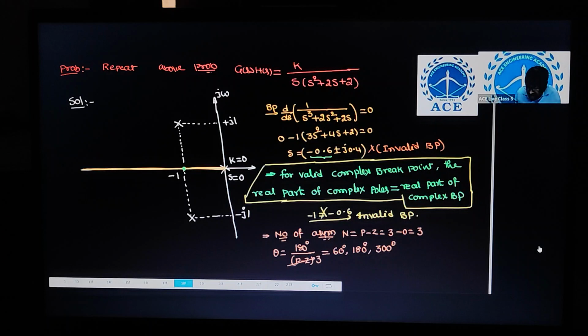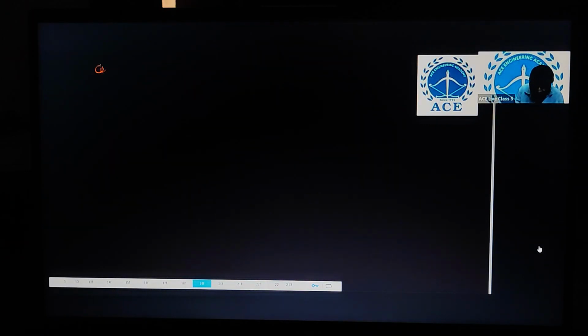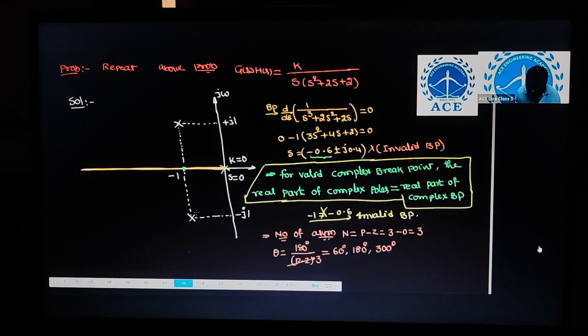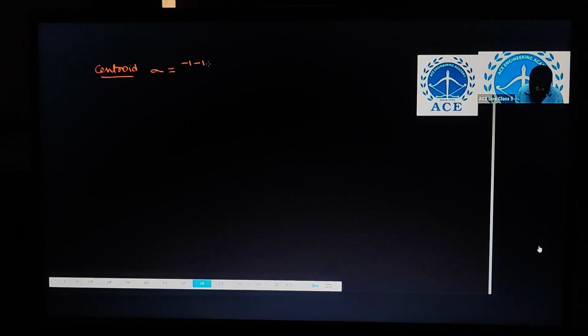Next, find the centroid. Sum of real parts of poles minus sum of real parts of zeros, divided by P minus Z. What is the real part of the poles? Minus 1 for this, minus 1 for this. So minus 1, minus 1, minus of 0, divided by P minus Z, which is 3. Minus 0.66 is the centroid.